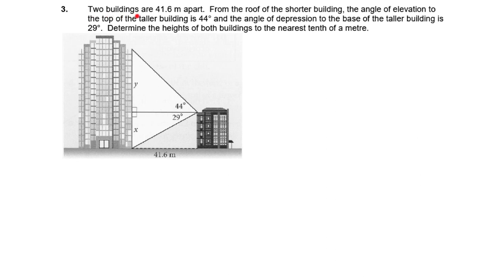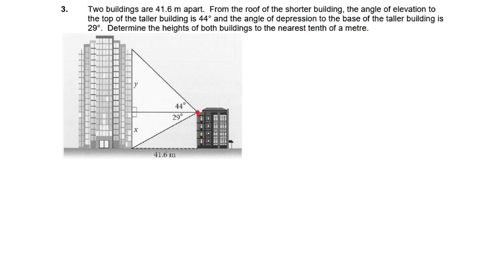Example 3 says 2 buildings are 41.6 meters apart. You can see that in the diagram. From the roof of the shorter building, so here's the shorter building from the roof, the angle of elevation to the top of the taller building is 44 degrees. So looking up to the top of the other building, it's 44 degrees. That's where this comes from. The angle of depression, so that's looking downward, to the base of the taller building is 29 degrees. So that's where this 29 degree angle comes from. From here, looking down, that's 29 degrees in there. Determine the heights of both buildings to the nearest tenth of a meter.